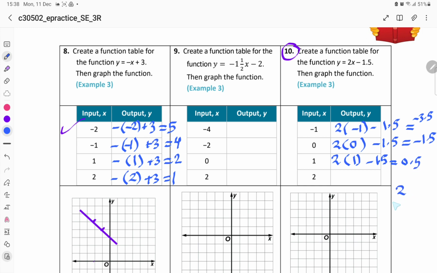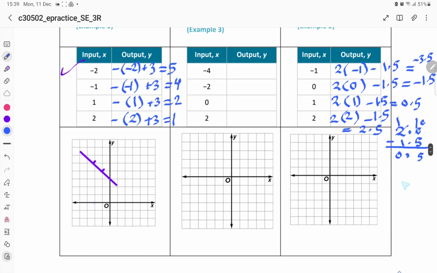Why? Let's subtract. 2 minus 1.5. 2 is the same as 2.0. Subtract. 0 minus 5, can't be, borrow. 10 minus 5 is 5. Decimal. The 0 is as it is, so it is 0.5. Last. 2x minus 1.5. What is x? x is 2. 2 times 2 is 4. 4 minus 1.5 is 2.5.